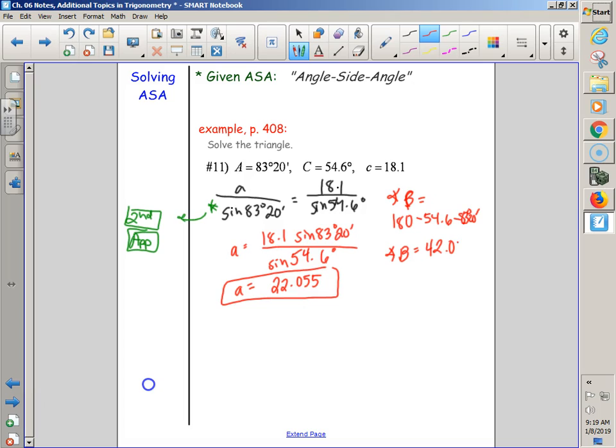Anybody else get 42.067 for our missing angle? Okay, double check real quick, everyone in your group. Do they need any help with plugging in? Are their answers matching?